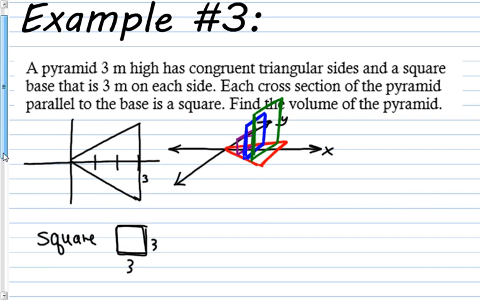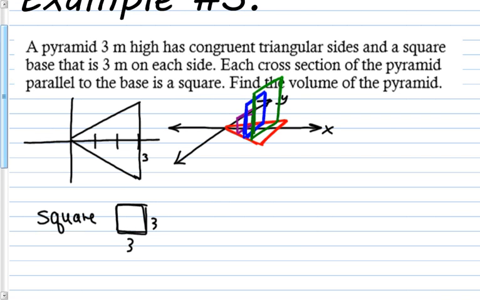Okay, so my formula is volume from a certain limit to a certain limit. Let's see, from 0 to 3, right? Because my pyramid was initially 3 meters high, and I put it on the coordinate grid at 0, 0, so from 0 to 3.